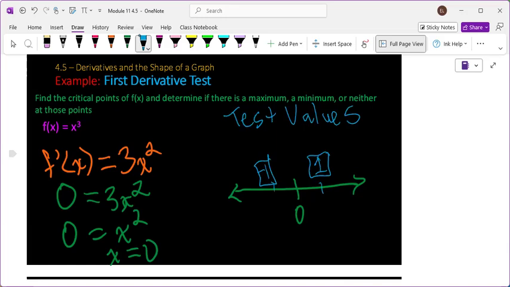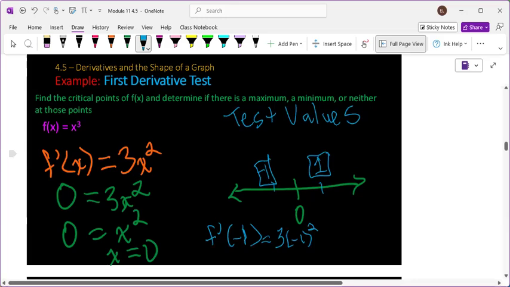So if I plug -1 into my derivative, I get 3 times -1 squared. -1 squared is positive, times 3 is positive. When I test f prime of positive 1, I'm going to get the same thing.